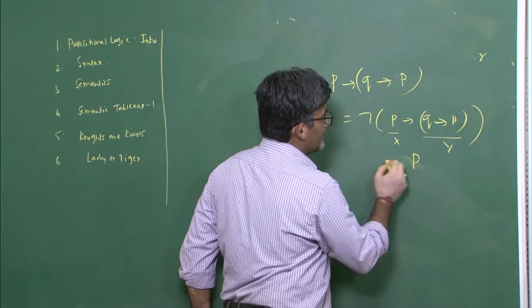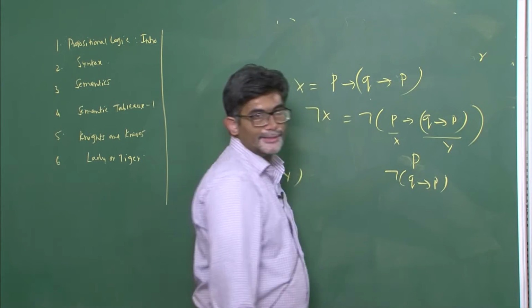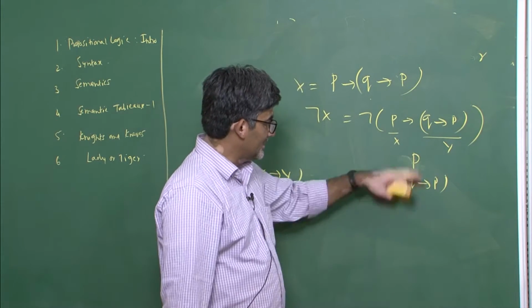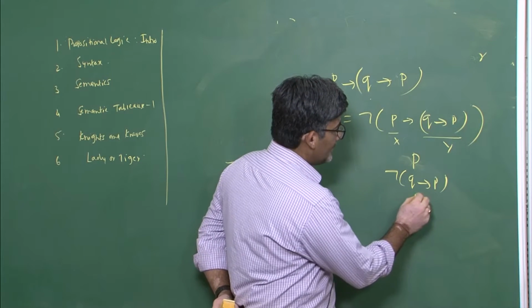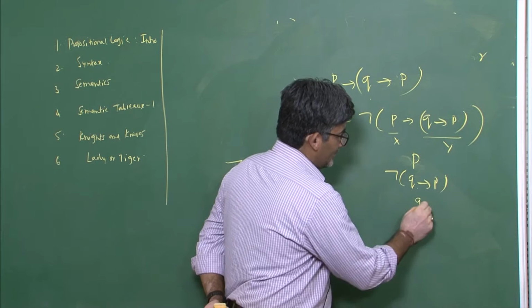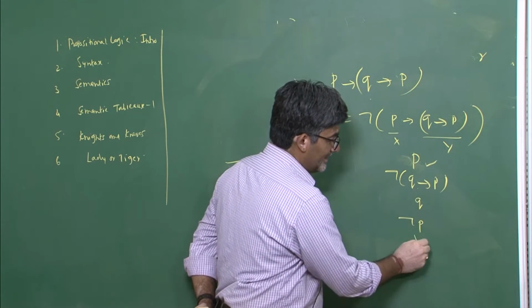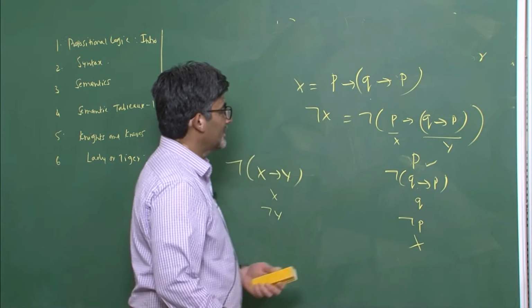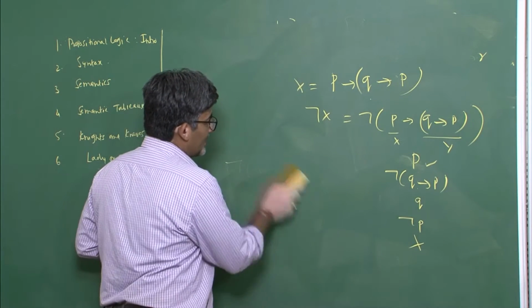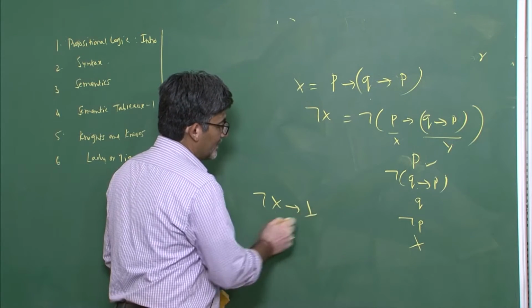So P as it is and not of Q implies P is the one which you list one after another. Now you apply the beta rule again on this one, it is going to be Q and not P. So now you have P and not P here, this closes. So what did we show? Negation of this given formula leads to contradiction.